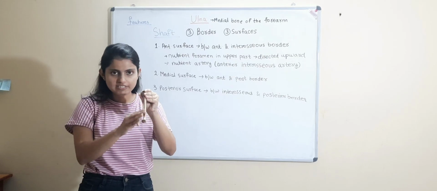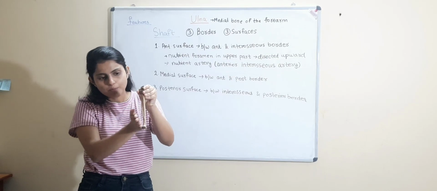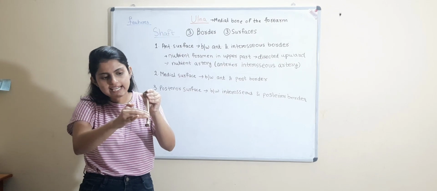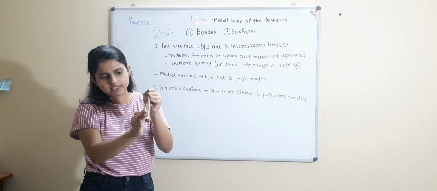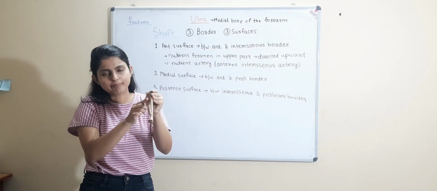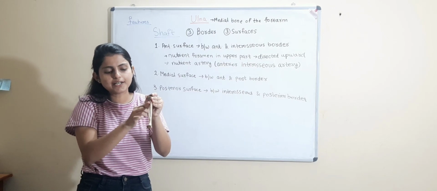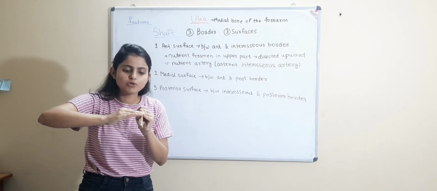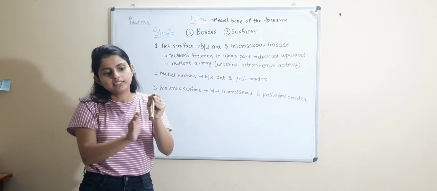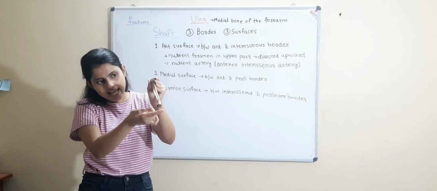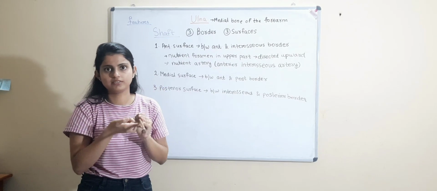And there are three surfaces in the shaft: anterior surface, posterior surface, and medial surface. The anterior surface is between the anterior border and the interosseous border, and in its upper part there is a nutrient foramen through which the nutrient artery passes, which is a branch of the anterior interosseous artery. This is the medial surface, which is between the anterior border and the posterior border. This is the posterior surface, between the interosseous border and the posterior border.